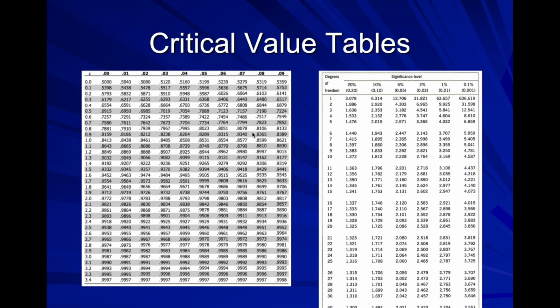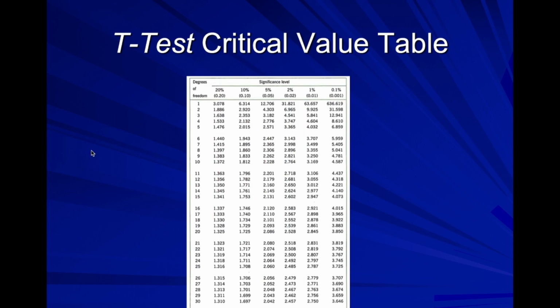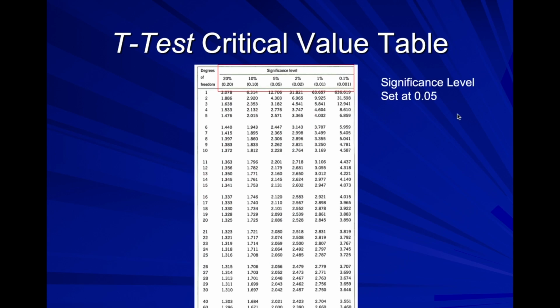But here's the t-table. Again, you have the factor across the top and down the side. So let's take a look at what's in the t-table. All right. So across the top here, you have the significance level. So this is your certainty. This is the certainty column.